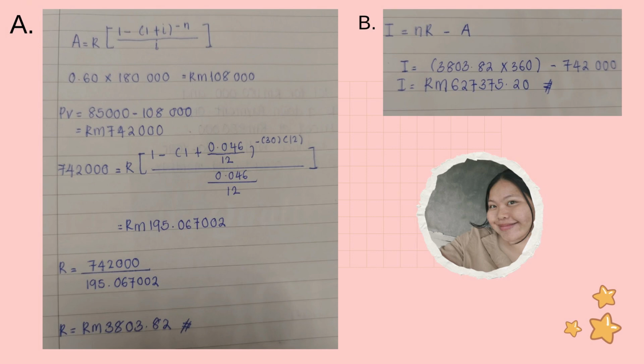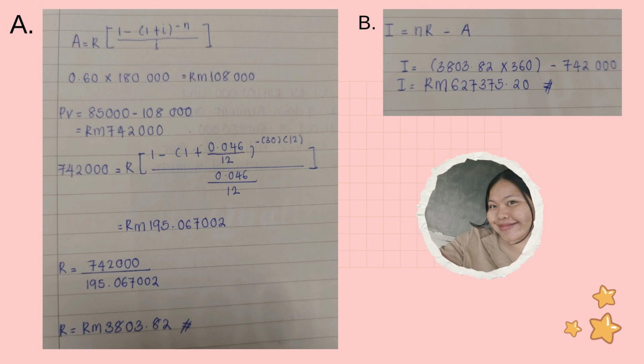And the loan period is 30 years, but since payments are made monthly, we need to convert years into months. So, 30 years multiplied with 12, we will get 360 months. And the interest rate is 4.6% per annum and compounded monthly. And when we substitute and calculate it, we will get the final answer, which is Rm 3,803 ringgit and 82 cents.